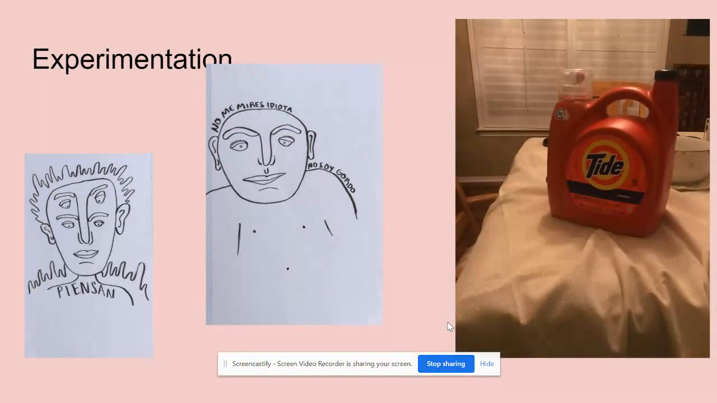So this is my experimentation. On the left are my sketches. These are my personal style and the characters that I've developed over time. As well, on the right is a reference photo that I used for the next work that I'm about to show you for this collection.